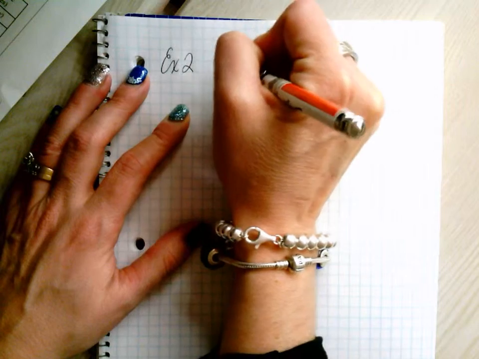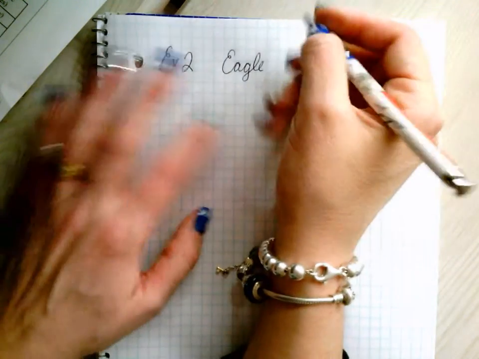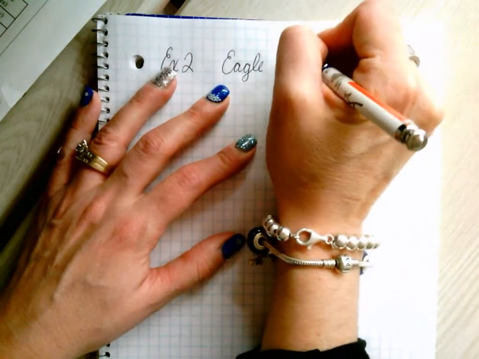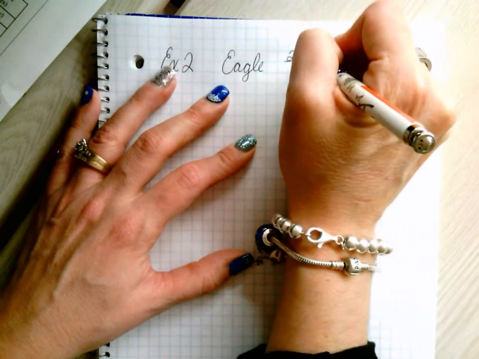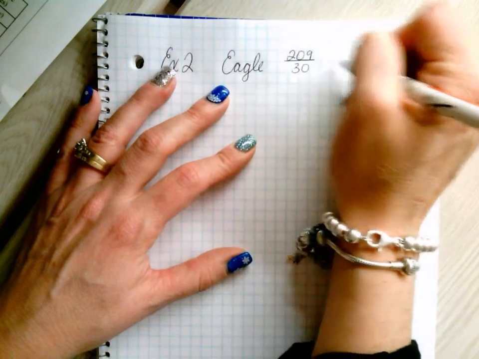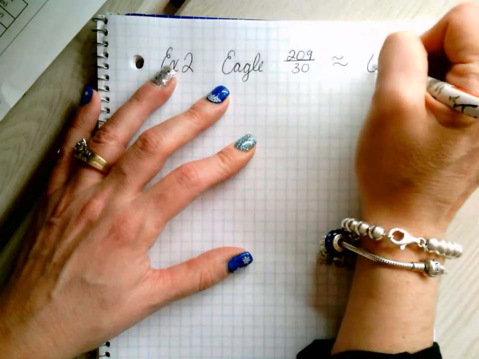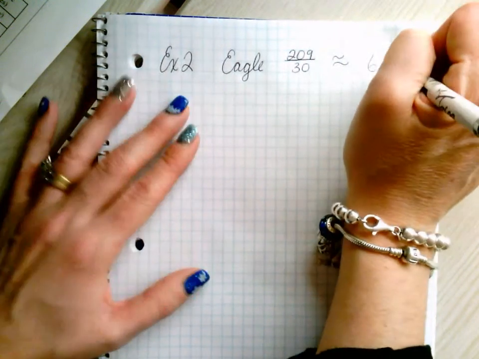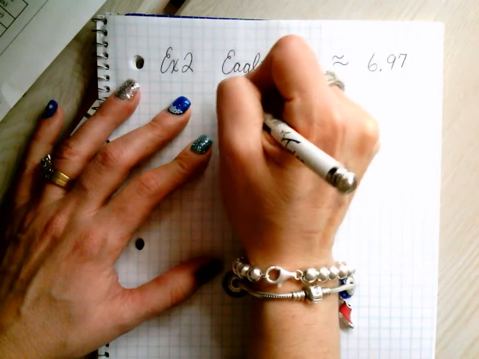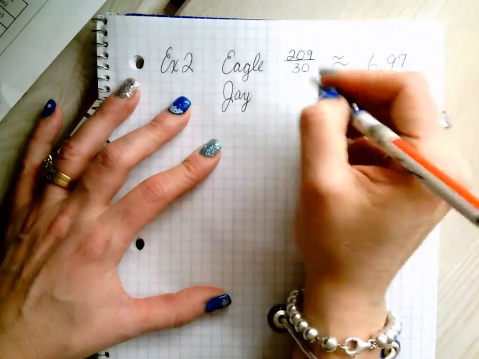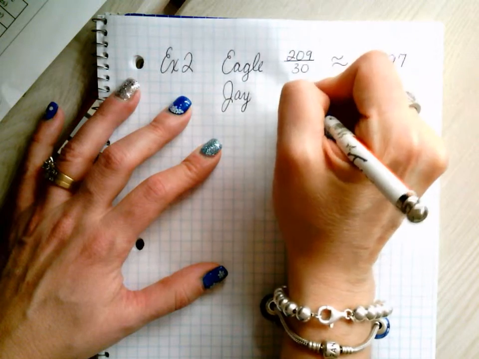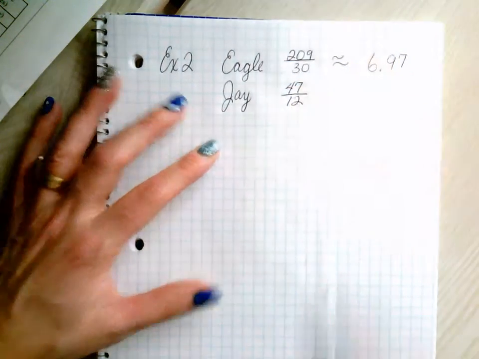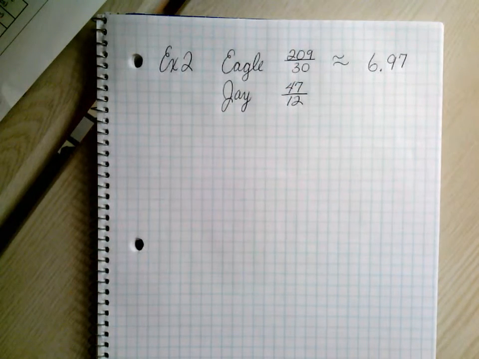The eagle was length over width, which they simplified to a decimal. And you're going to see why in a second. The jay's aspect ratio: he is 47 long, 12 wide, and you could see all that right up there in that little table on page 270.